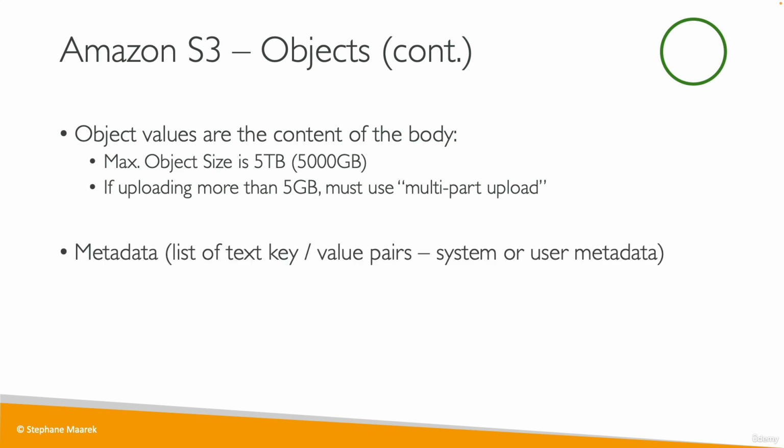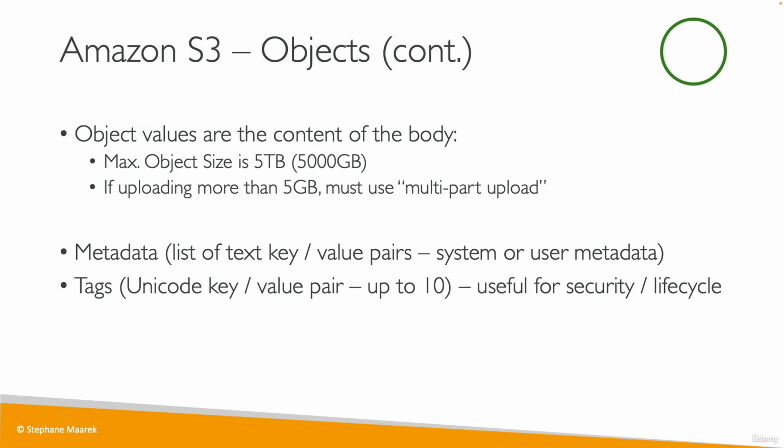Objects can also have metadata. It's a list of key and value pairs that can be set by the system or set by the user to indicate some elements about the file. There are also tags, which are Unicode key and value pairs, up to 10, and they're very useful for security and lifecycle. And sometimes the object will have a version ID if you have enabled versioning.